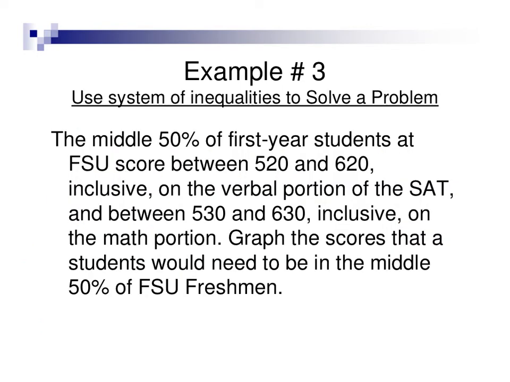Alright, here's a word problem we're going to do to graph a system of inequalities. So here's our situation. We have the middle 50% of first-year students, FSU, score between 520 and 620 inclusive. Inclusive means that they can score 520 and they can score 620 on the verbal portion of the SAT. And between 530 and 630 inclusive on the math portion. Graph the scores that the students will need to be in the middle 50% of FSU freshmen.